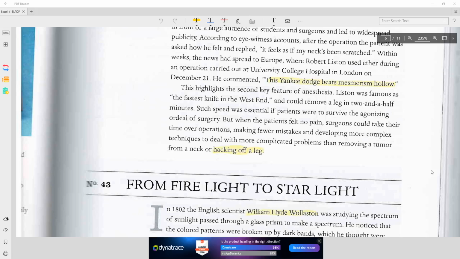This highlights the second key feature of anesthesia. Liston was famous as the fastest knife in the West End and could remove a leg in 2.5 minutes. Such speed was essential if patients were to survive the agonizing ordeal of surgery. But when the patients felt no pain, surgeons could take their time over operations, making fewer mistakes and developing more complex techniques to deal with more complicated problems than removing a tumor from a neck or hacking off a leg.